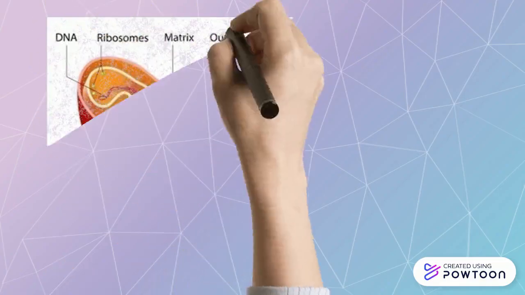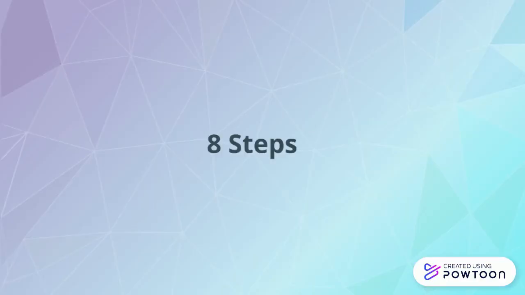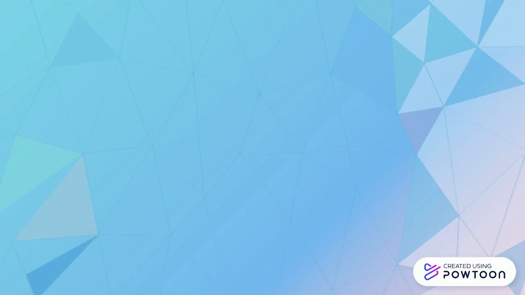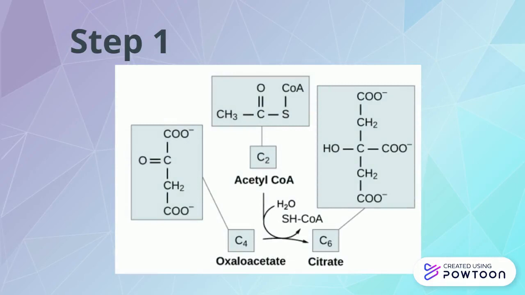The Krebs cycle occurs in the matrix of mitochondria. There are 8 steps in Krebs cycle. Before moving into the first step of Krebs cycle, this is the structure of acetyl coenzyme A, which is a product of link reaction. The acetyl coenzyme A from the link reaction enters the Krebs cycle. The unstable bond attaching acetyl group to coenzyme A breaks. Thus, the acetyl group combines with oxaloacetate, forming citrate.